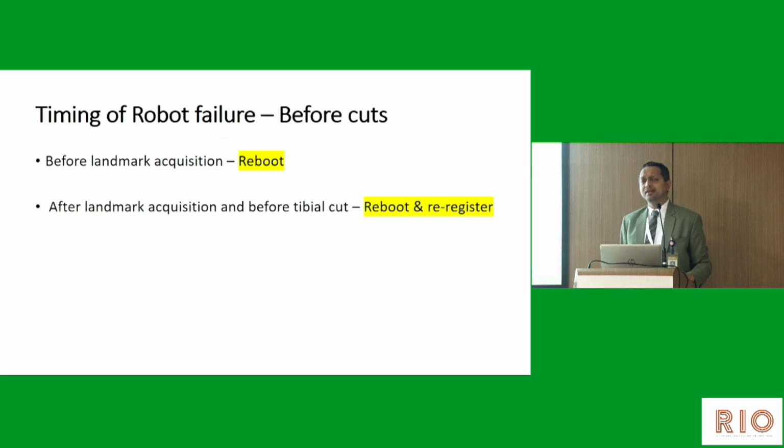So what about the timing? Suppose your robot fails before you have taken any cuts. That is, before you have taken the landmarks or before you have taken the tibial cut, no problem. Just reboot the robot, and if it starts again, register yourself again and do the registration again of all the landmarks. So that is easy.